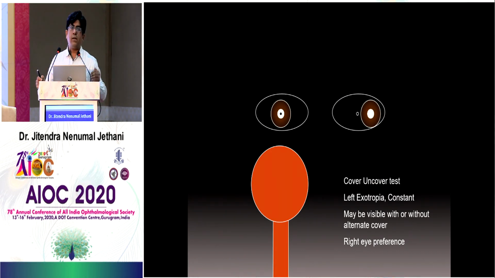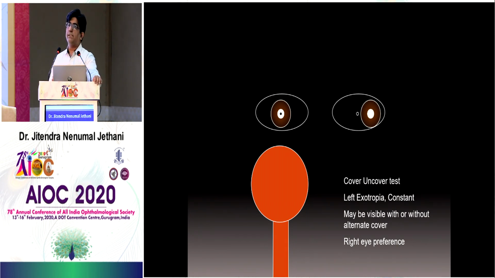You have to break the cover test into cover test, cover, uncover test. Never rush to alternate cover test. Always remember, alternate cover test is meant for foria. It is not meant for tropia. When you do not see any manifest deviation, when the patient is absolutely bang on target, there is no angle in primary position, you have to do alternate cover test.